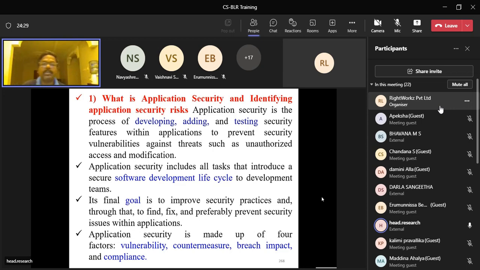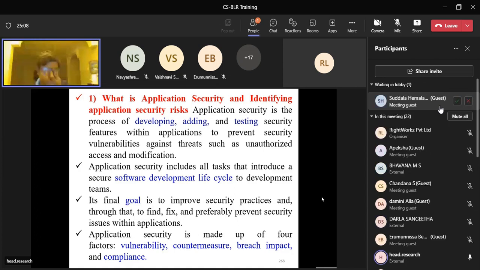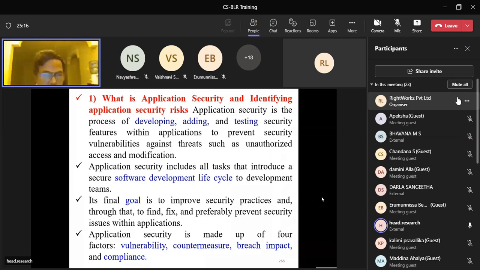Application security includes all tasks that introduce a secure software development life cycle. You know what is meant by SDLC? SDLC is nothing but software development life cycle. It consists of a minimum of 5 to 6 steps, like inception, analysis, design, implementation, coding, testing, deployment. These are the various SDLC life cycle elements. Very, very important. So application security includes all tasks that introduce a secure software development life cycle to development teams.